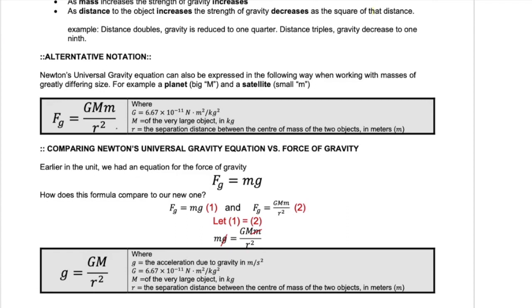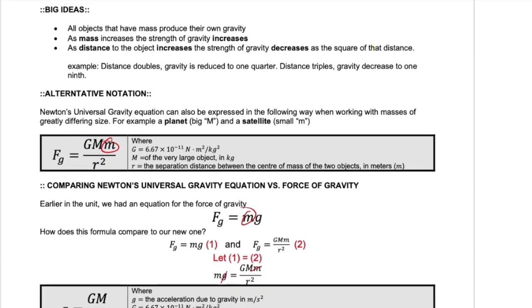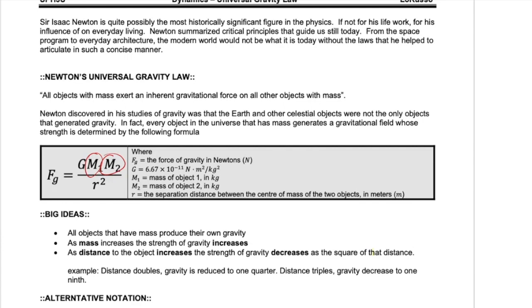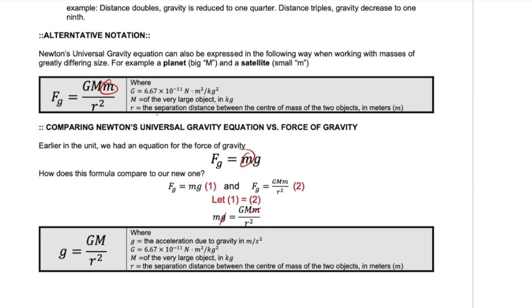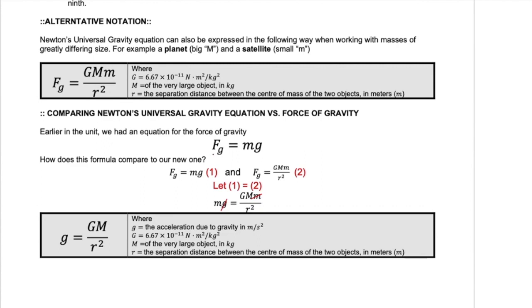Well, using my version of the notation and this one, what you're going to notice is this. Both of them have a little m in common. Because in the universal gravity equation, one of these m's is you, or some other object that is on the surface. By using this notation here, it makes it clear which m is which. And there's an advantage to doing this, because then we can set these two equations equal to each other.